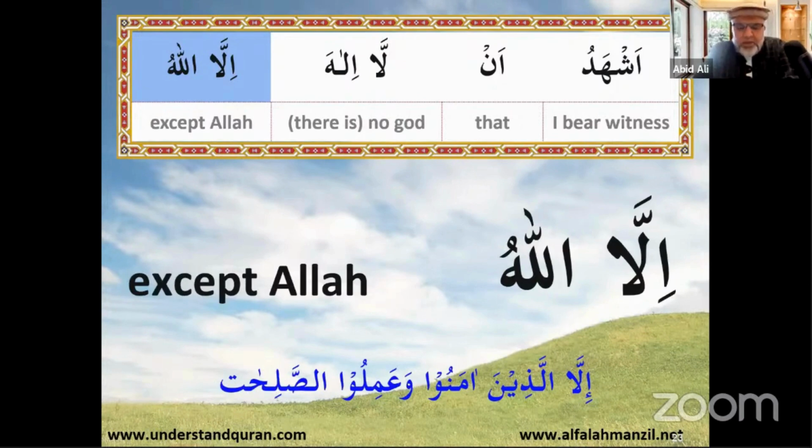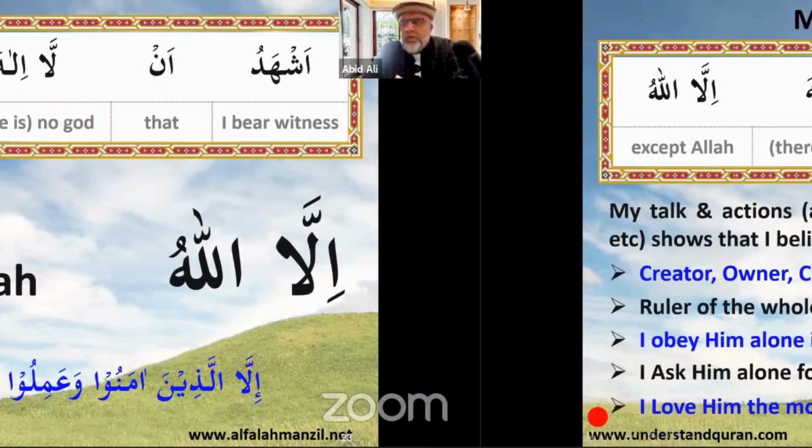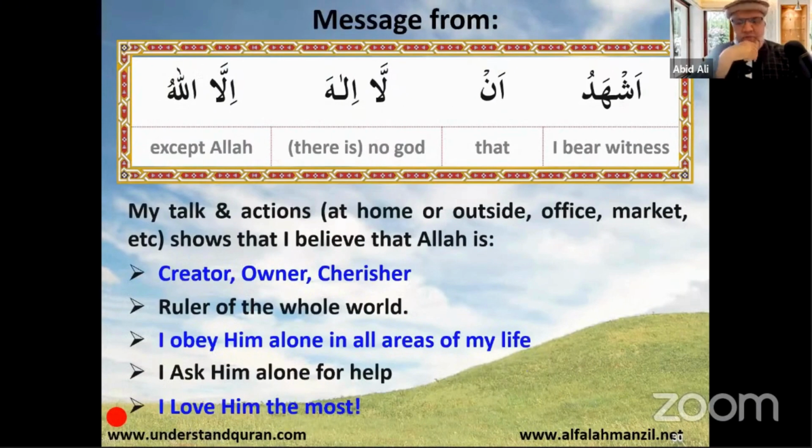And another words we know, illallazina amanu wa amilu salih. So what is our message when we say this shahada? We are saying that my talk and my action at home or outside, anywhere, wherever I am, shows that I believe that Allah is the creator, He is the owner, cherisher, He is the ruler of the world. I obey Him alone in all areas of my life. And I ask Him alone for help and I love Him the most. Right?